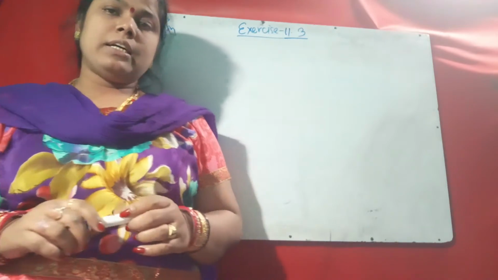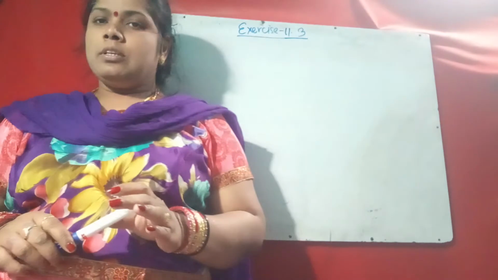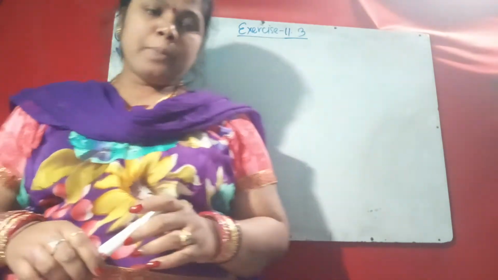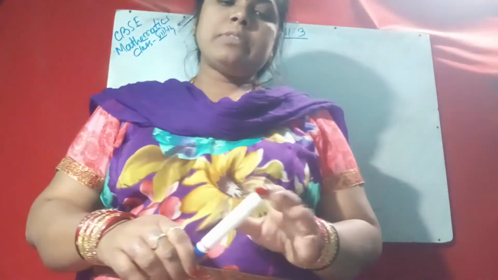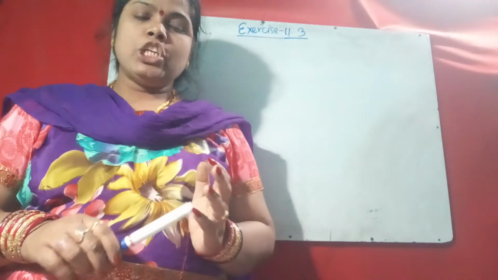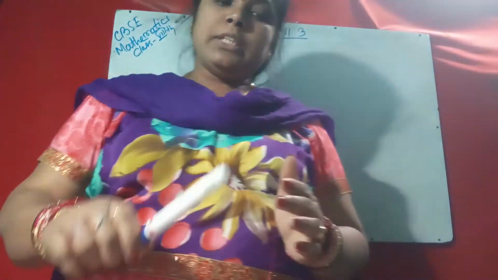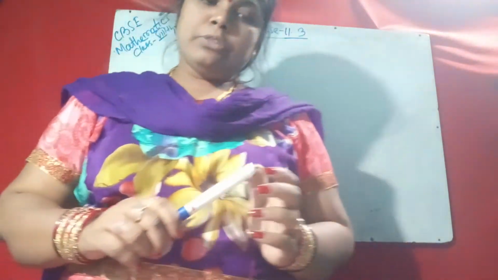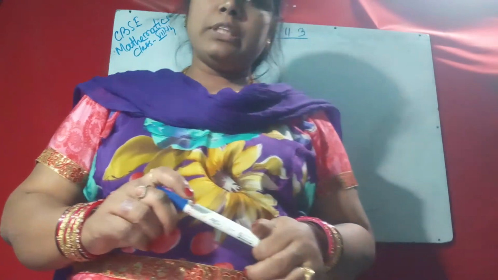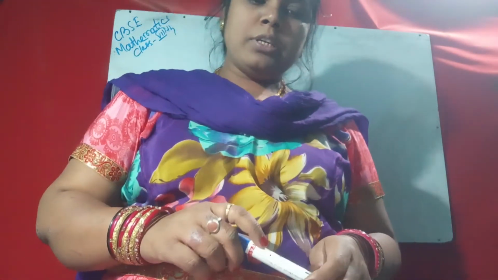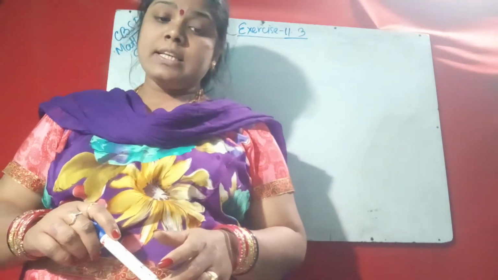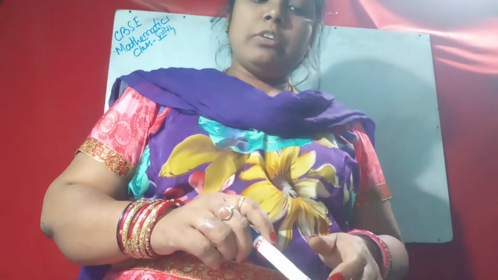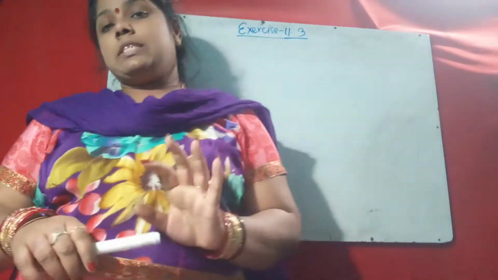The first I am going to solve is question number 2. You can look at your books, Exercise 11.3, page number 186. A suitcase with measurement 80 centimeter by 48 centimeter by 24 centimeter is to be covered with a tarpaulin cloth. How many meters of tarpaulin of width 96 centimeter is required to cover 100 such suitcases?